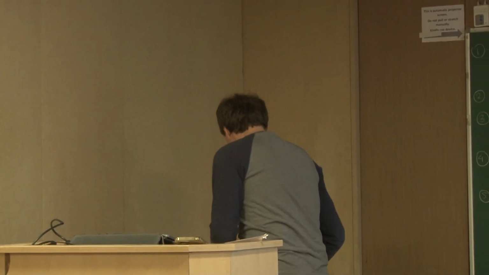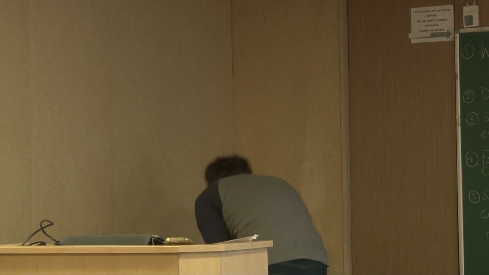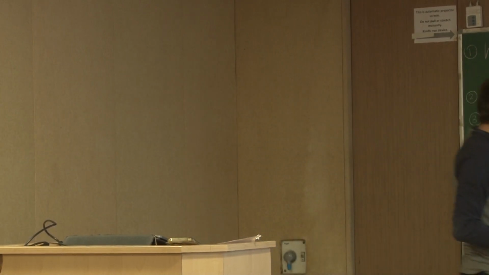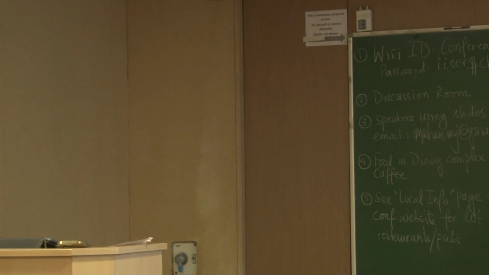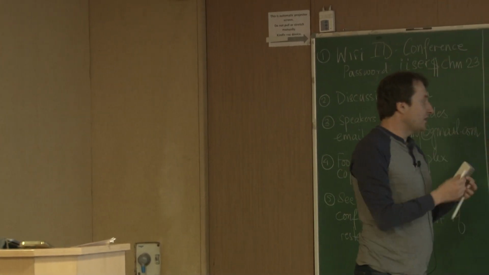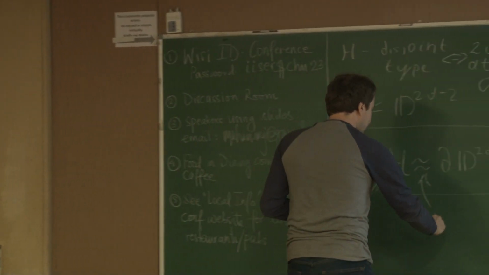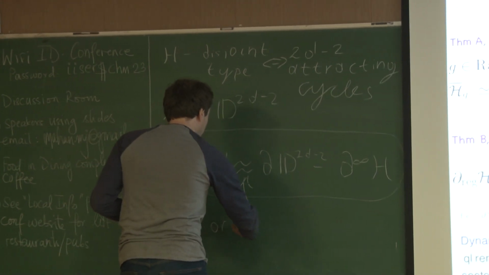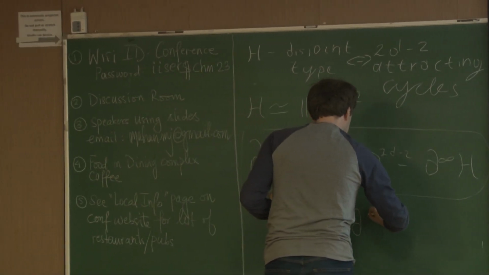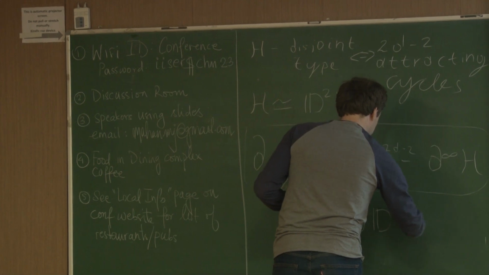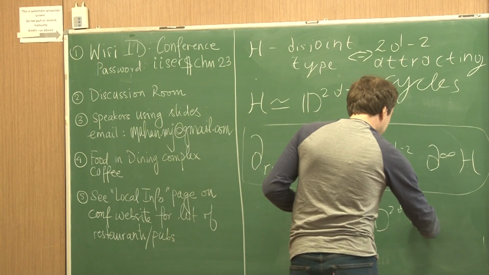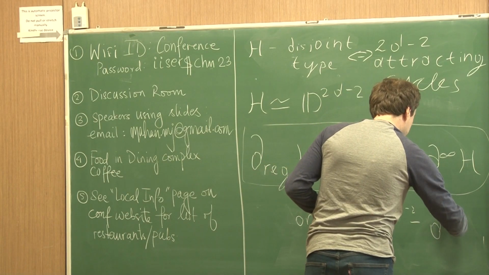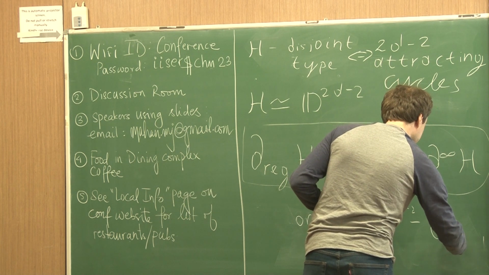For example, in this formula, again ignoring the exceptional part, we can rewrite it as the boundary minus the closure of geometrically finite obstructed maps.